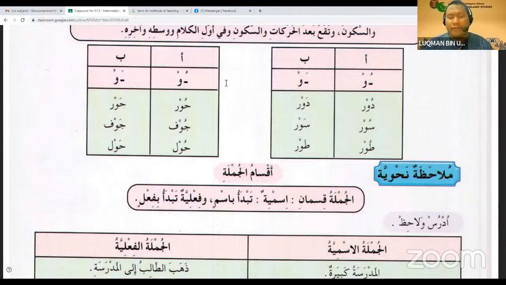So again, it's very easy to remember. There are only two classifications of sentences in the Arabic grammar, Arabic language. So if it starts with a noun, it is considered automatically as nominal sentence or jumla ismiya. Then if it starts with a verb or fi'al, it is considered as jumla fi'liya or verbal sentence. So very easy. They're very common. Any of the two you can use.